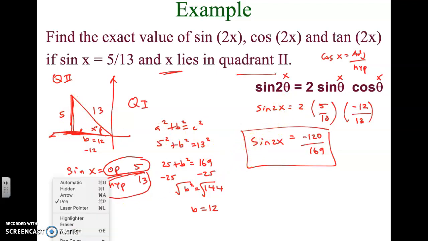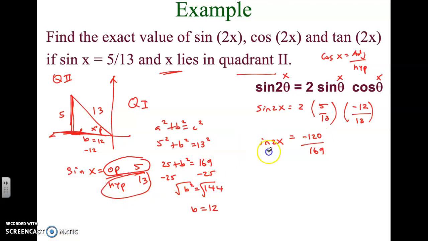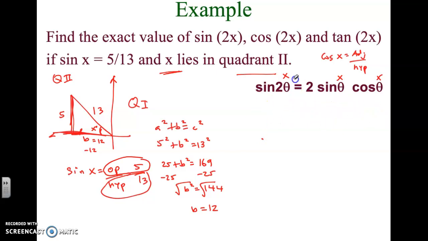Alright, so let's get an eraser here and erase some of this. Now the next one is going to be cosine. To do the cosine, I want to bring my identity. So here we go, the identity of cosine.